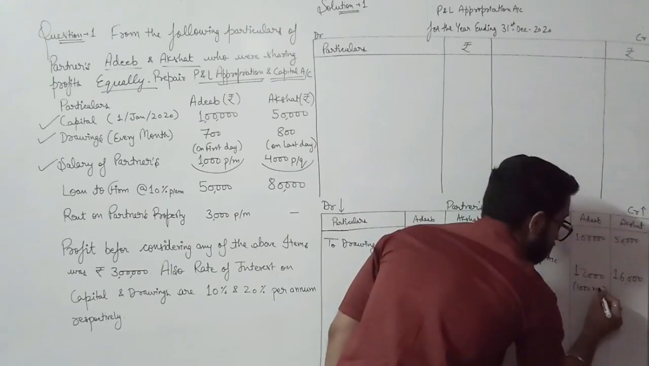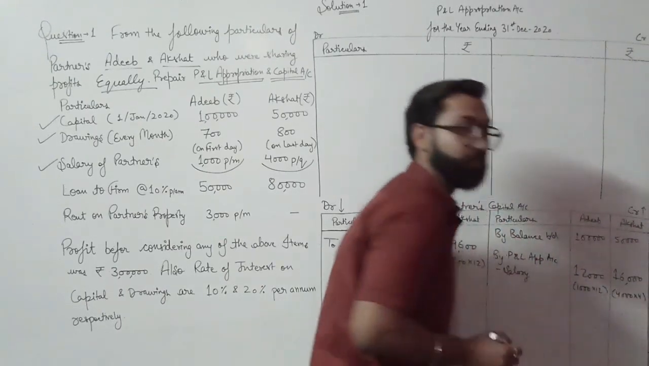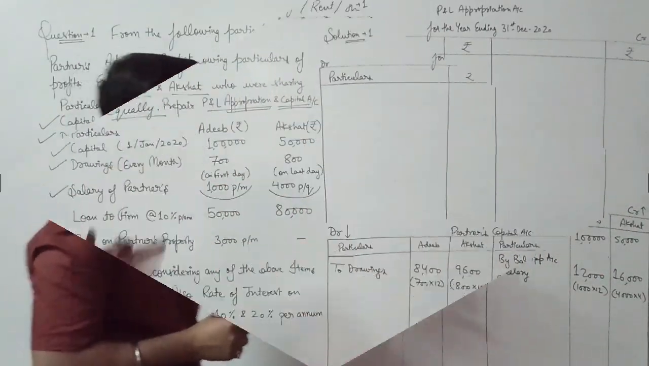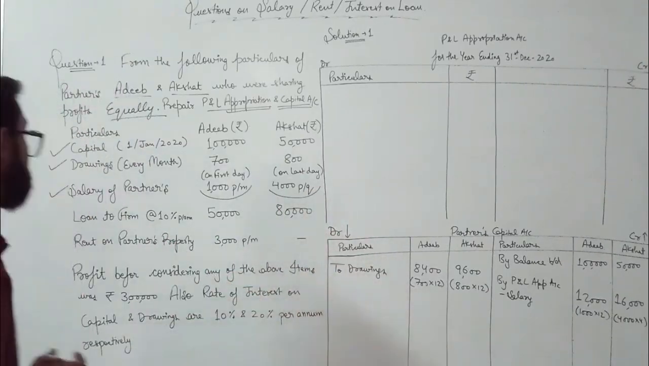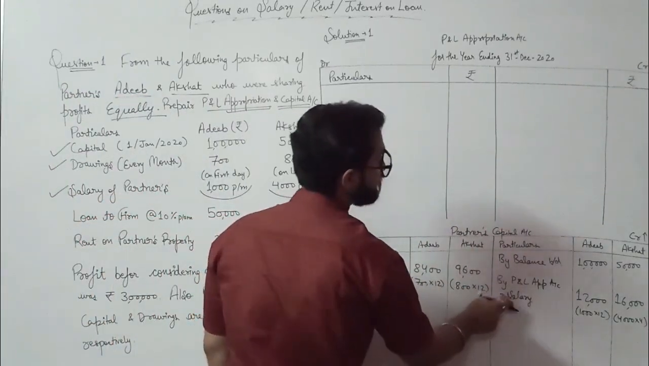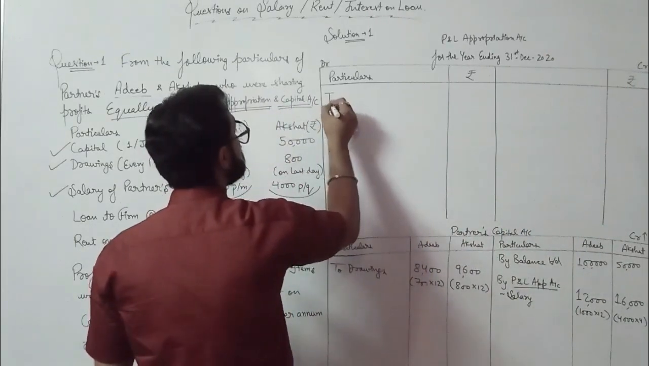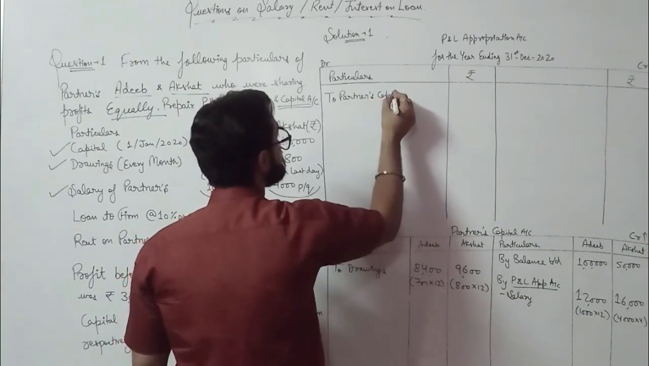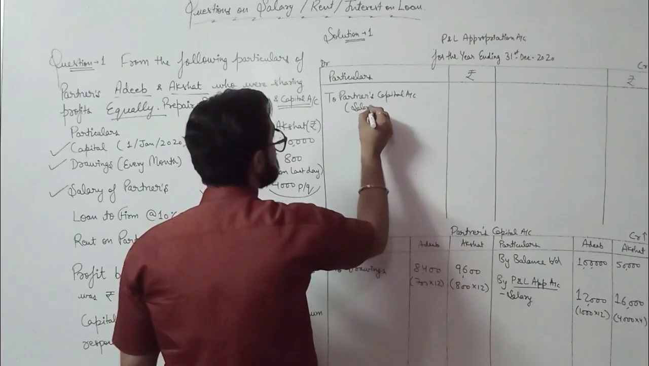1000 into 12 and 4000 into 4. Okay, now we have to prepare two accounts, profit and loss appropriation account and partner's capital account. So these salaries have been transferred from profit and loss appropriation account, therefore to partner's capital account, salary.